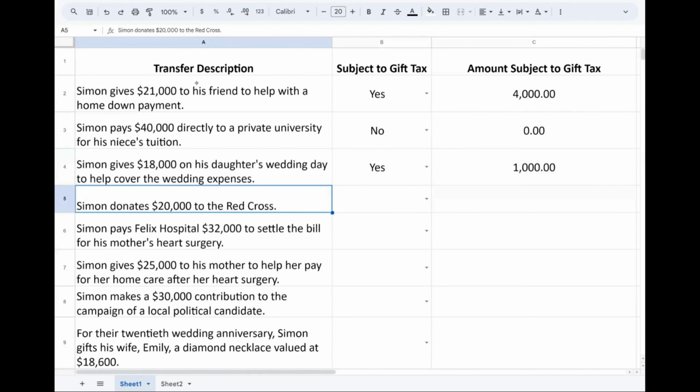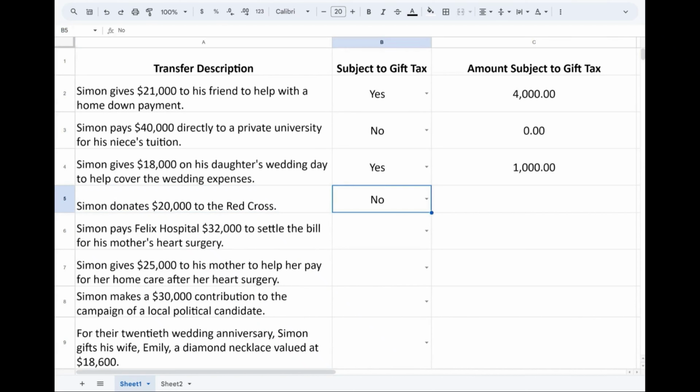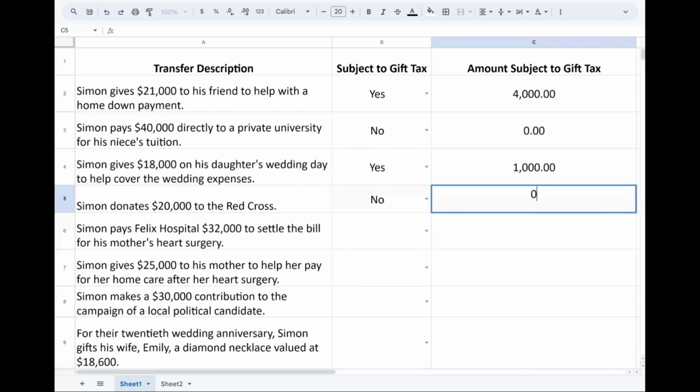Next, Simon donates $20,000 to the Red Cross. The Red Cross qualifies as a charitable organization under Section 501(c), and because the Red Cross is a qualifying charitable organization, donations do not count against the donor's annual or lifetime gift tax exclusion amounts. So they are exempted, they are not subject to gift tax, and the amount subject to gift tax would be 0.